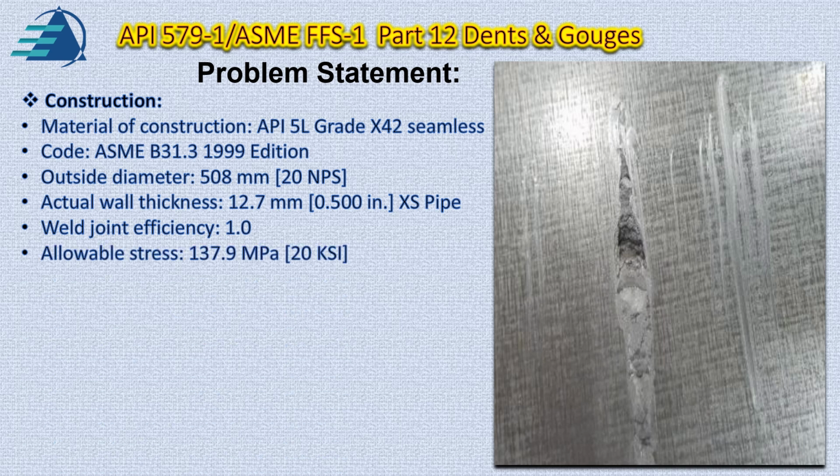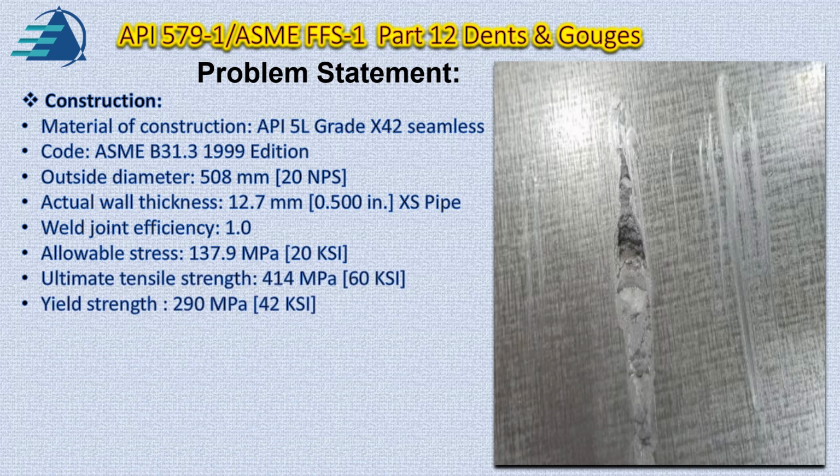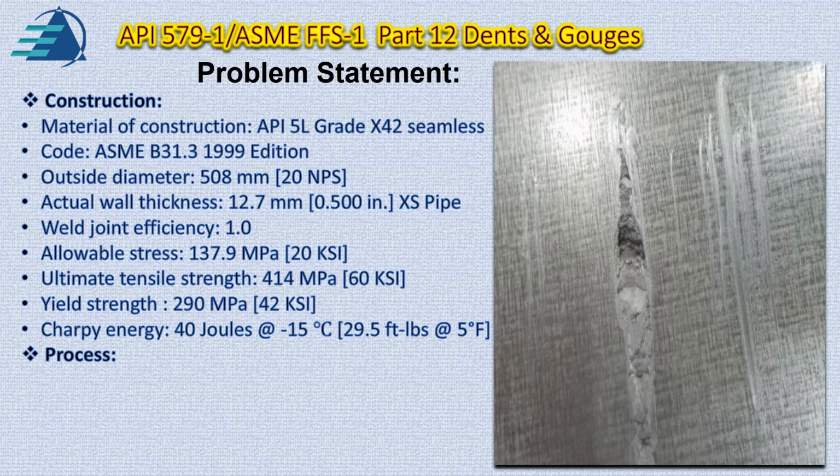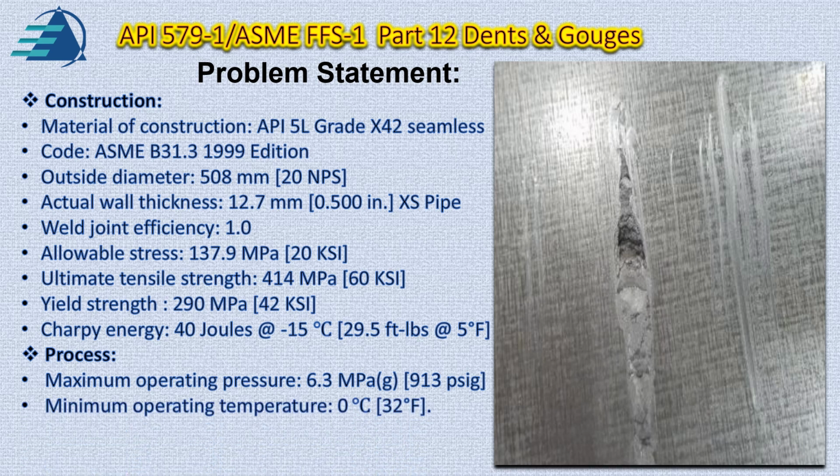Joint efficiency is 1.0, so it's a seamless pipe, or 100% RT. The allowable is 20 KSI. The ultimate strength is 60. The yield strength is 42. The Charpy impact test is 40 joules at minus 15, so it's got some ductility. The next thing is the process requirements. The maximum operating pressure is 6.3 or 914. The minimum operating temperature is.